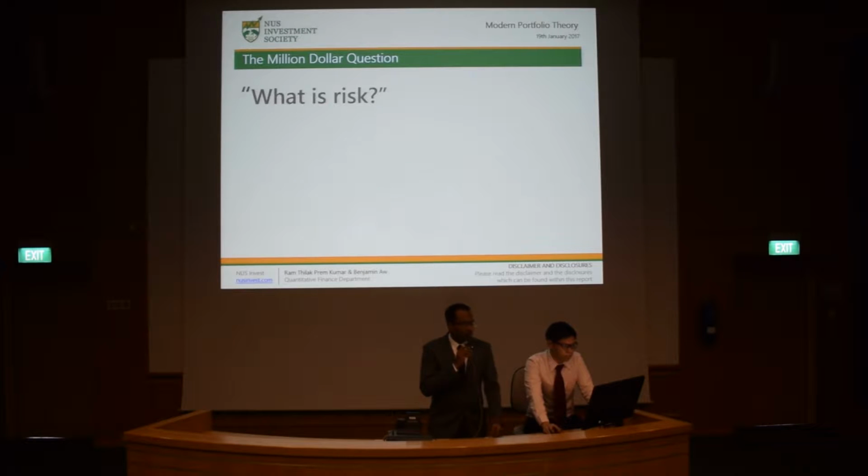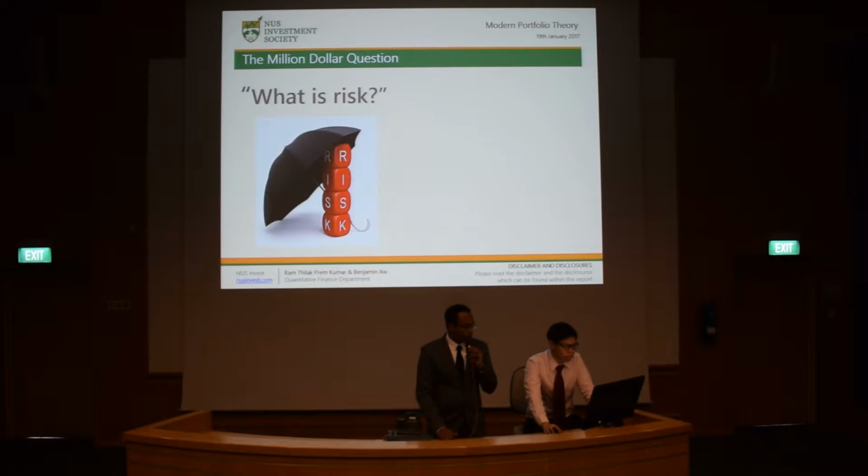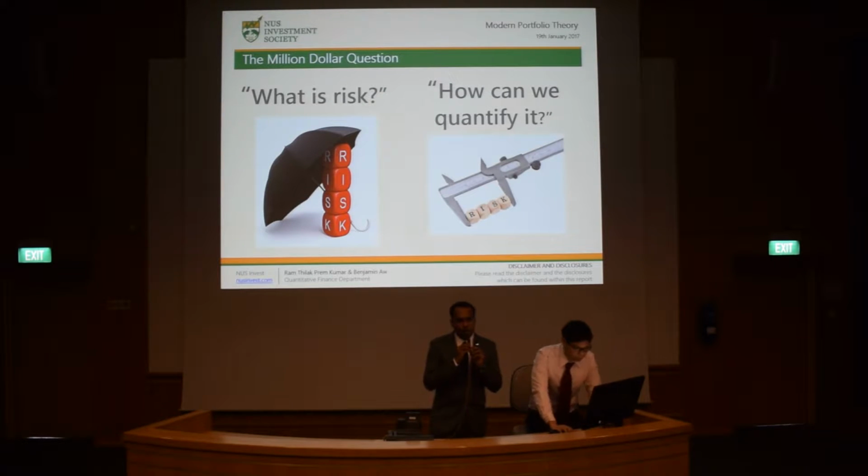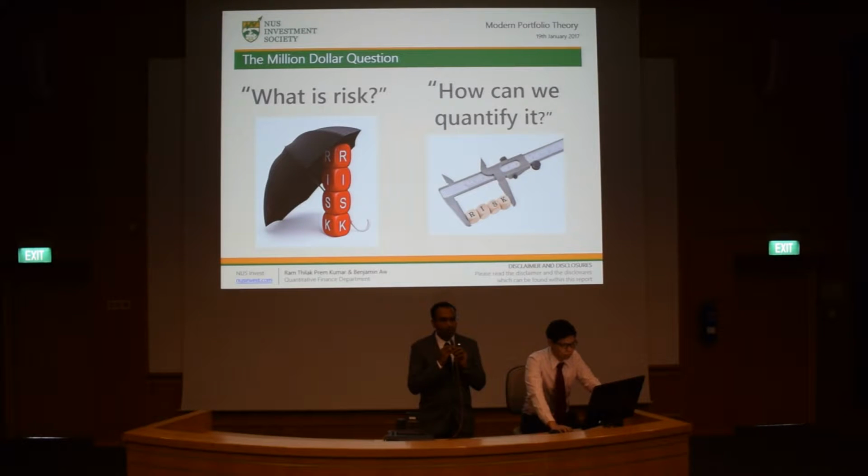So the initial $1 million question: what is risk? Risk can be well described by the picture behind me, in terms of an umbrella. Everyone carries an umbrella when it rains. You cannot avoid rain, but you can protect yourself against the rain. That's pretty much how modern portfolio theory is. You cannot avoid the risk that is there in the market, but you can protect yourself against it using an umbrella. But when you have an umbrella, you should also know how big an umbrella you need. That is where we quantify the risk using mathematical terms.